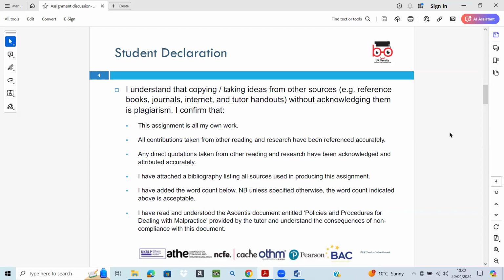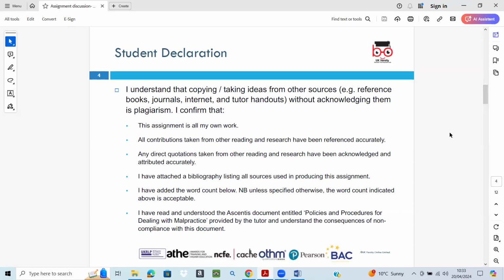So for example, first it states that the assignment is your own work. And what does that mean in practice? It means that everything you have submitted is written by yourself, without copying from someone else's work or letting someone else write parts of it.